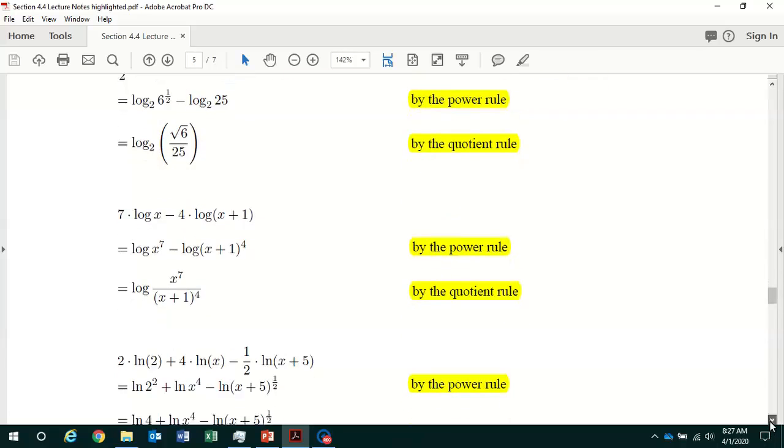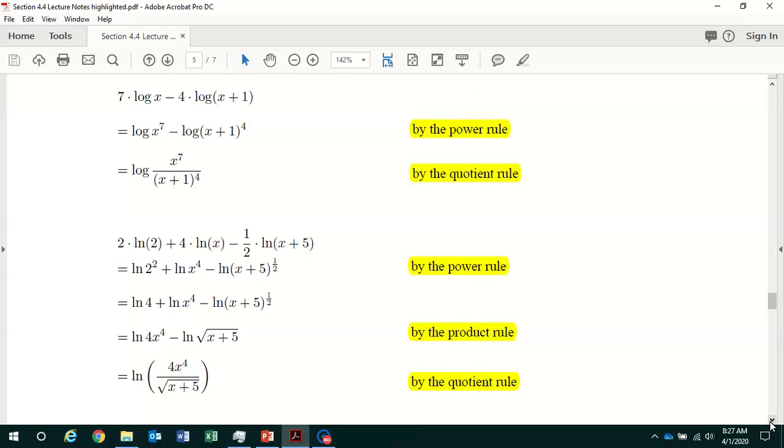Alright, so that's with real numbers. Now let's do it with variables. So we have 7 times the log of x minus 4 times the log of x plus 1. And you recognize this is the common log, and the common log is base 10. So the 7 can be brought inside the log, made an exponent on the variable x, and the 4 can be brought inside the logarithm and made an exponent on the binomial x plus 1. And so then we have the log of x to the 7th minus the log of x plus 1 to the 4th by the power rule.